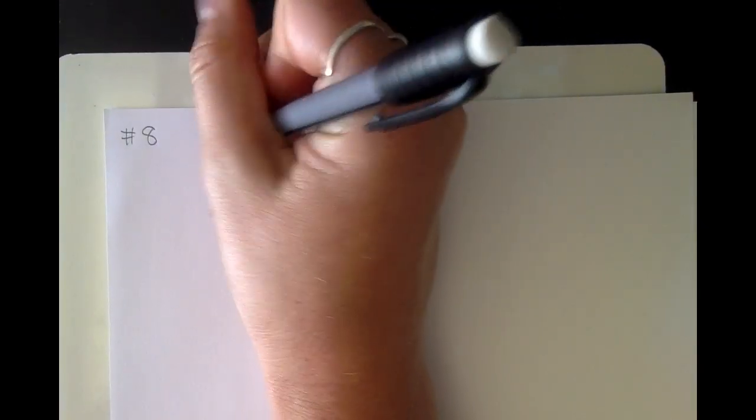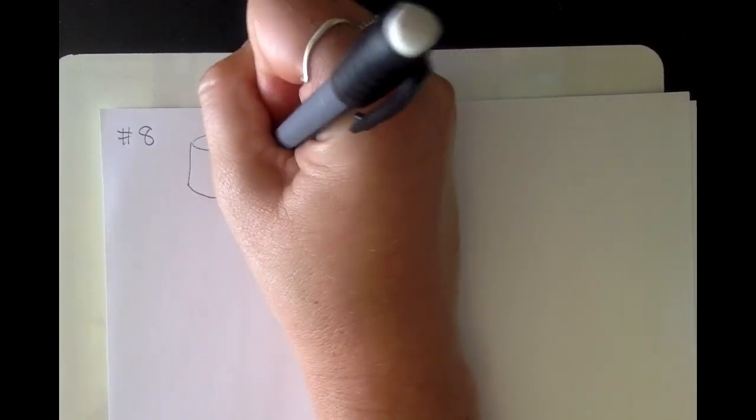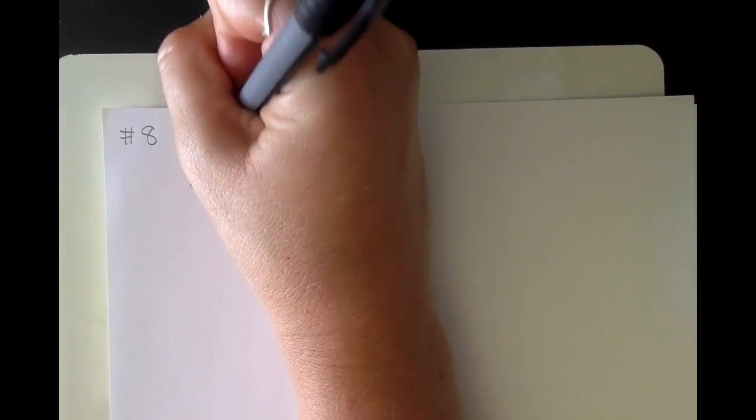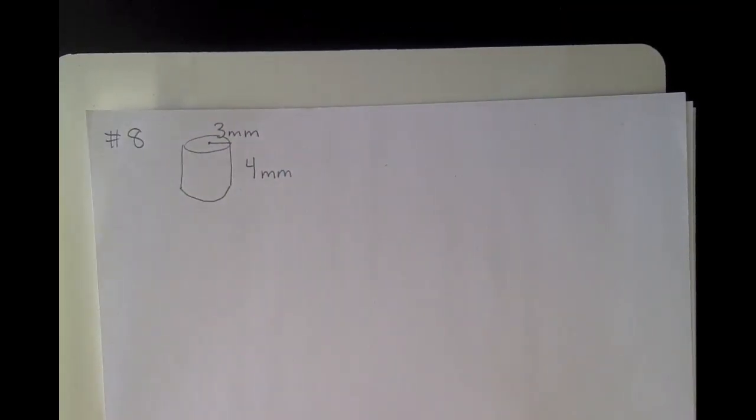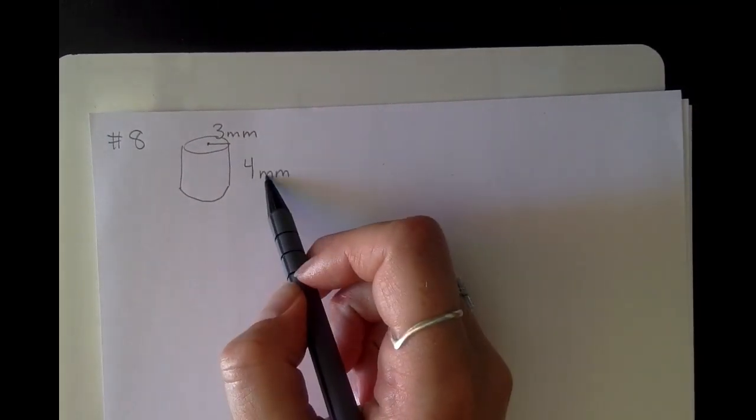Okay, so number 8. You are given a cylinder, and it looks something like this, and it has a height of 4 millimeters and a radius of 3 millimeters. And it basically says if you double both of the dimensions, what is going to happen to the volume?